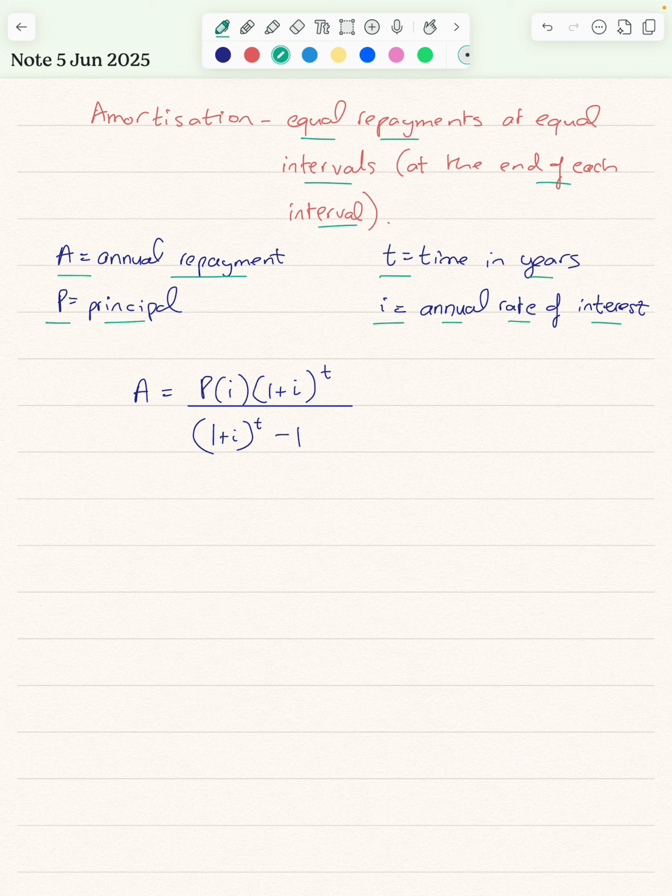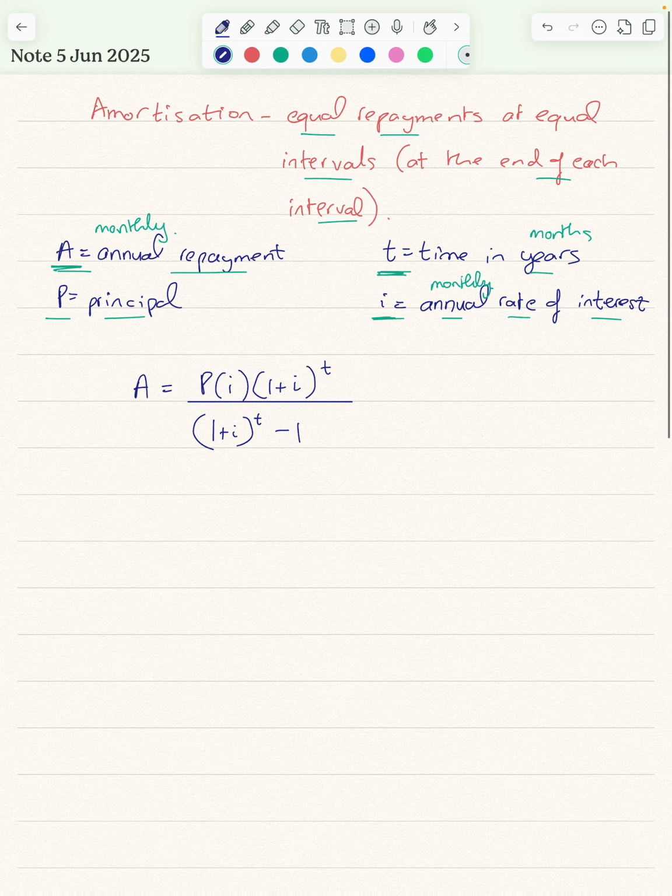Now, it can be used to calculate a monthly repayment of a principal P where t is the time in months and I is the monthly interest rate. So as long as they all tie in with each other, A, T and I, if they're all the correct unit of time, then you're fine to use this formula.